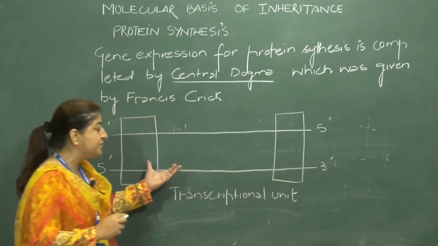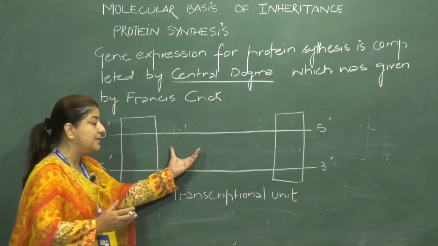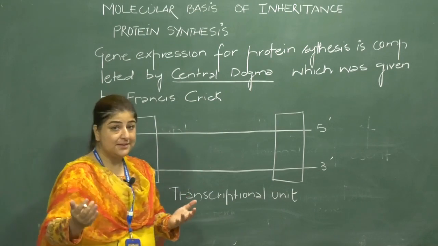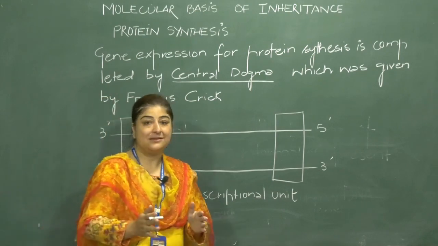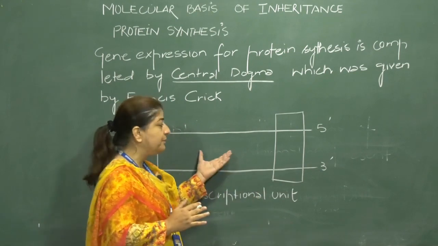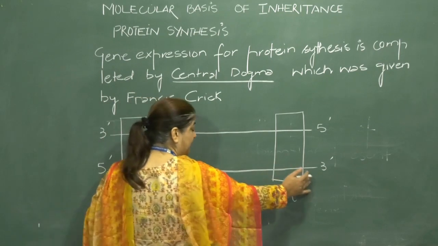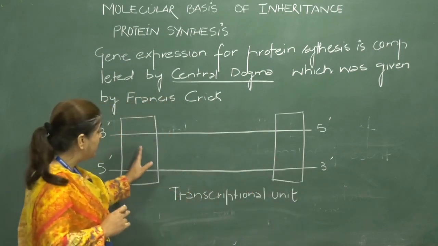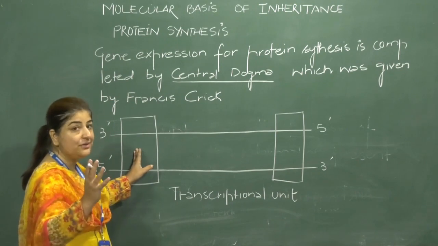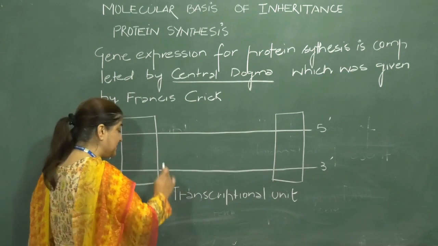So remember, this transcriptional unit is present on the DNA molecule, and it has the information for protein synthesis. As you know, for protein synthesis, the first step is transcription. During transcription, the unit that needs to be transcribed is the transcriptional unit. This transcriptional unit is divided into 3 areas.